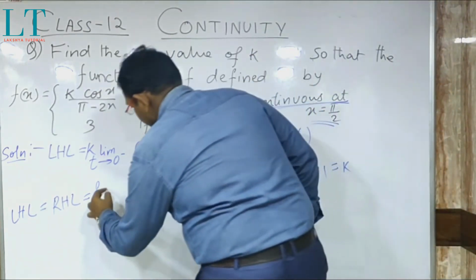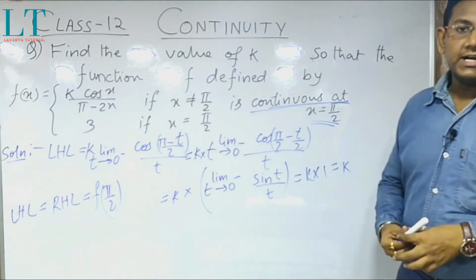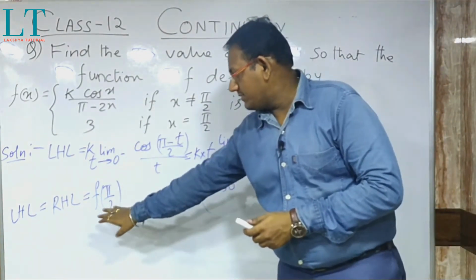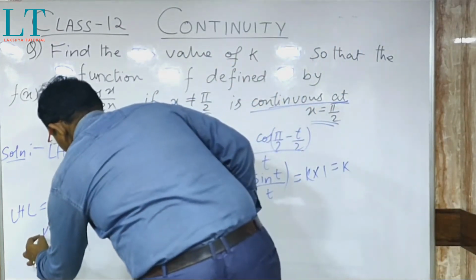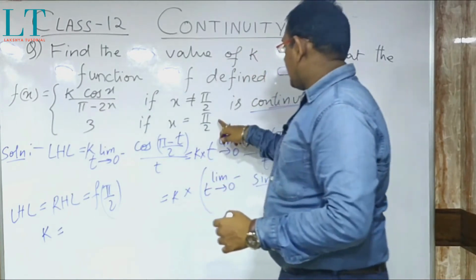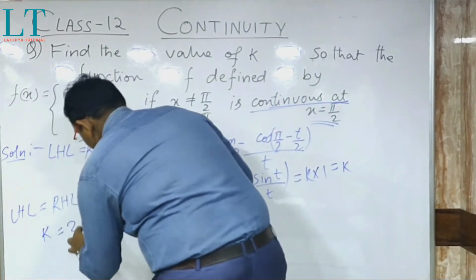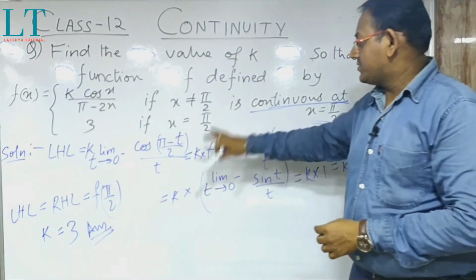So function at pi by 2. This part we already know because it is already continuous. Since it is continuous, we will compare the left hand limit with the function. Now the left hand limit we got is k and function at the point pi by 2 is 3. So we got the value of k as 3. This is your answer. I hope you understood this entire solution.